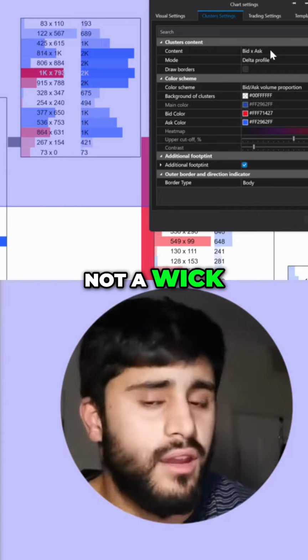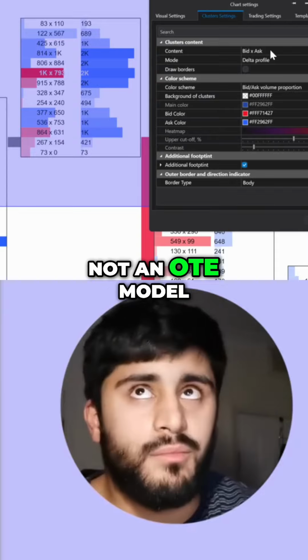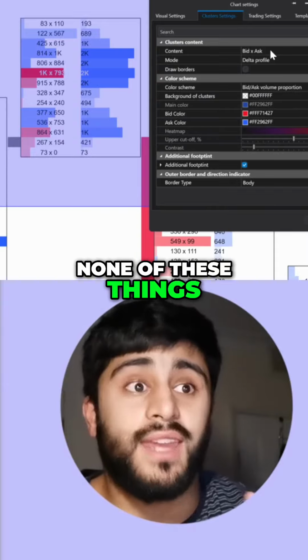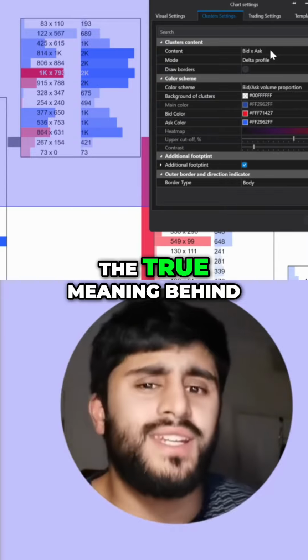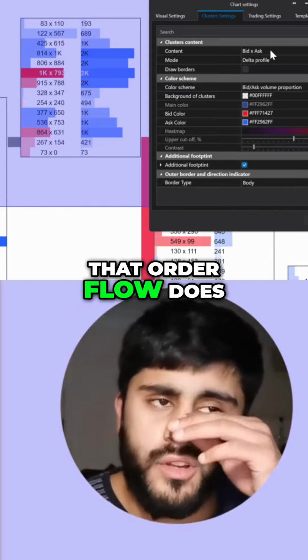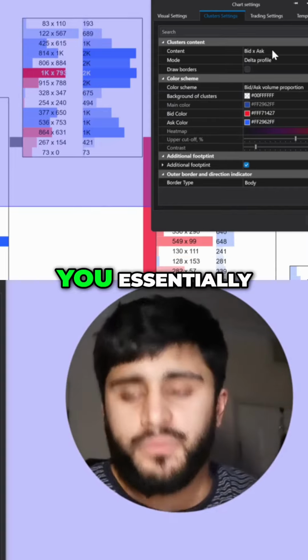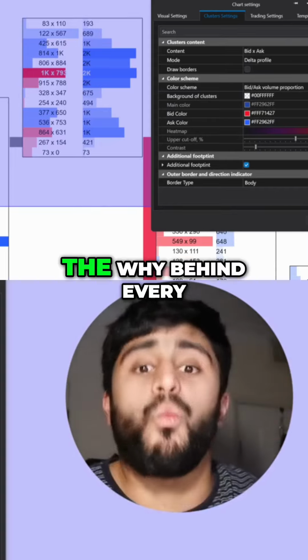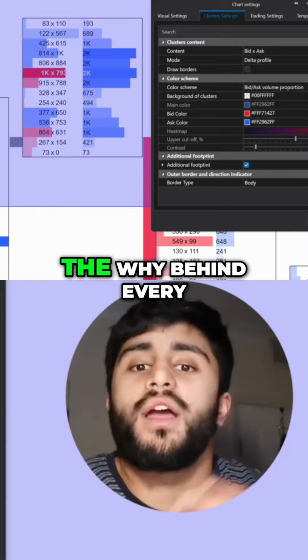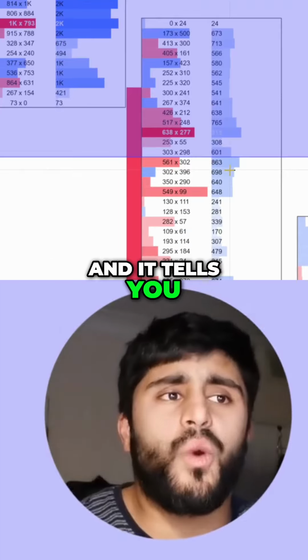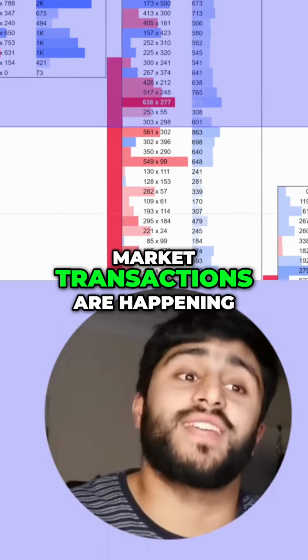right? Not a body, not a wick, not time, not an OTE model, not an ICT model. None of these things can give you the precision and accuracy and the true meaning behind every market the way that order flow does, right? So order flow gives you essentially the why behind every fair value gap, or the why behind every liquidity sweep. And it tells you where most of the market transactions are happening, right?